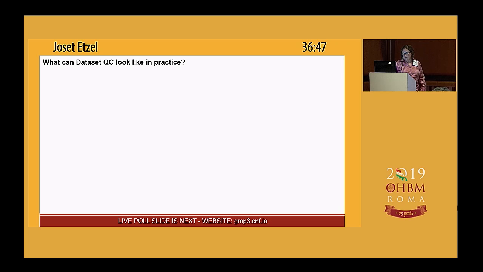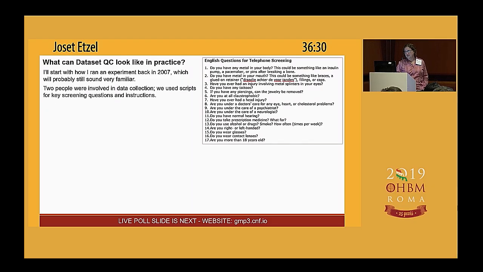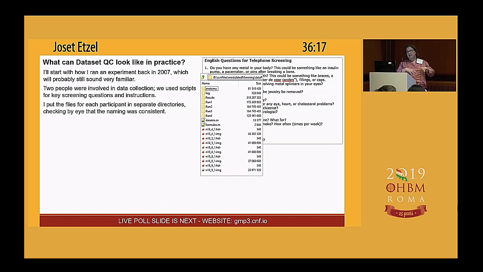Okay, so what can this look like in practice? I'm going to start with kind of a trip down memory lane to what I did with a study in 2007, though I have a feeling this is still going to sound very familiar to anybody doing task fMRI or any sort of fMRI. There were two of us involved in data collection, and we used scripts to keep everything coordinated and make sure we were giving the screening questions right. And then as I was collecting the data, I put the files for every person into separate directories, looking by eye to make sure all the naming was consistent.